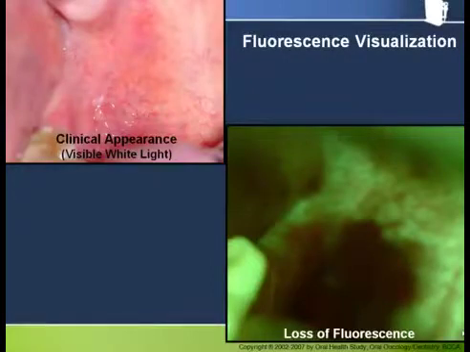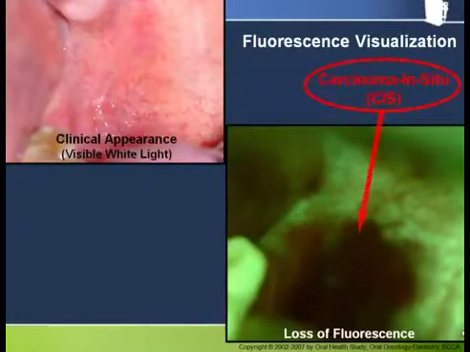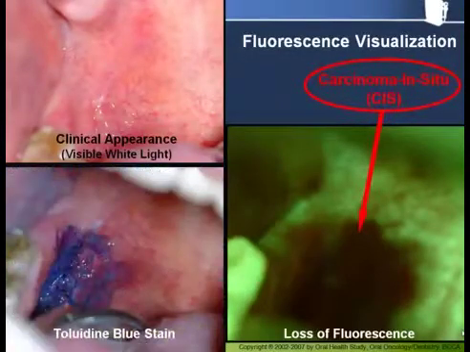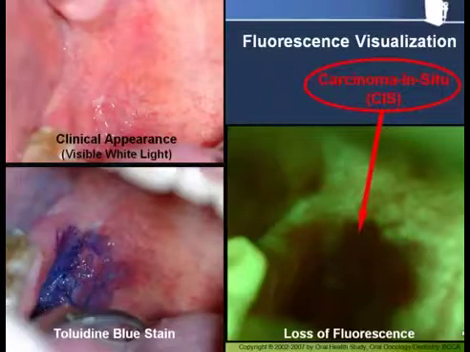This is a classic case study which was published in the journal Head and Neck as an example of a so-called clinically occult lesion. That is, one that is virtually undetectable under conventional examination. The rather unremarkable appearance under white light is contrasted by the intense loss of fluorescence when viewed through the VELscope. This lesion was found to be carcinoma in situ upon biopsy.